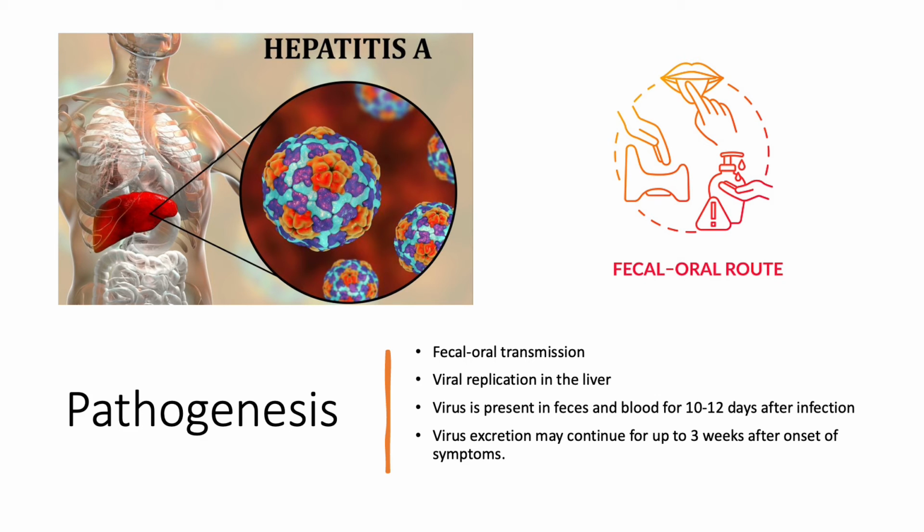Pathogenesis. HAV is typically transmitted through the fecal-oral route and replicates in the liver. After 10 to 12 days of infection, the virus is present in the blood and is excreted via the biliary system into the feces. Virus excretion begins to decline at the onset of clinical illness and decreases significantly by 7 to 10 days, but virus excretion may continue for up to 3 weeks after onset of symptoms.